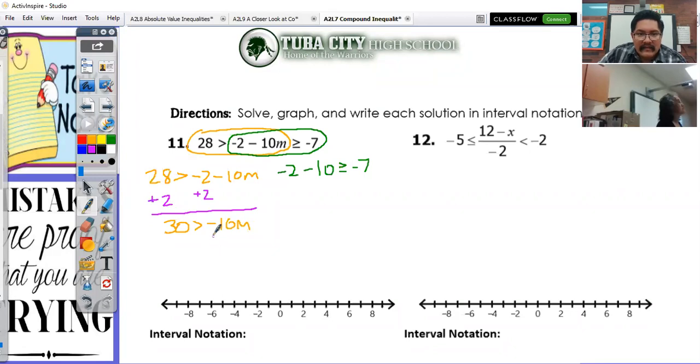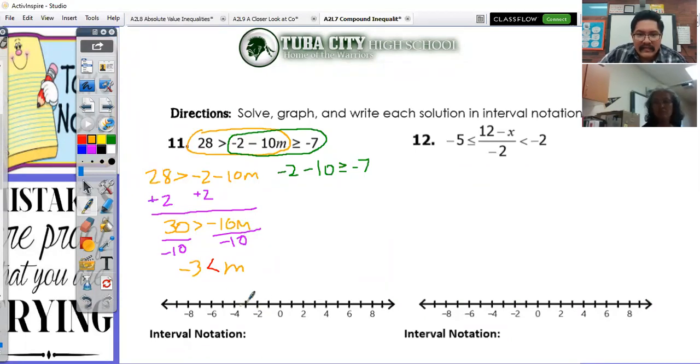So I need to get that negative 10 off of there. So divide both sides by negative 10. You got that? Divide by a negative, so I got to flip the sign. So it was opening towards the left. Now when I flip it, it's opening towards the right. So that's going to be 30 divided by negative 10, which is going to be negative 3. Let me write that a little bit higher. Negative 3, and negative 3 is less than m.